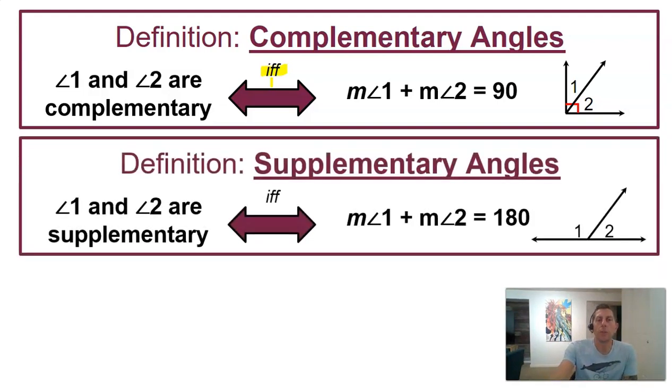All right, supplementary angles. Angles 1 and 2 are supplementary if and only if the measure of 1 plus the measure of 2 is equal to 180.